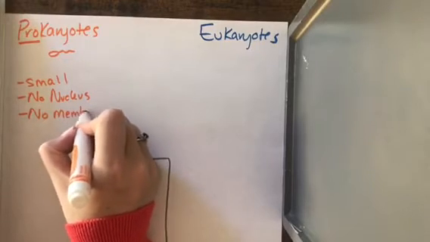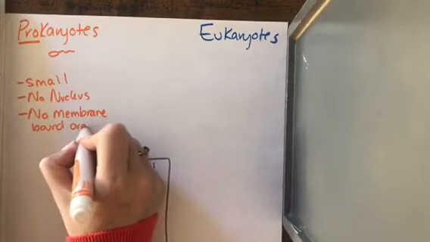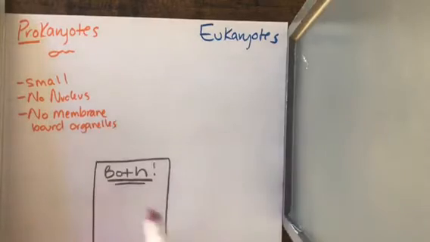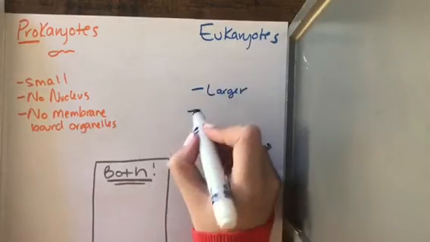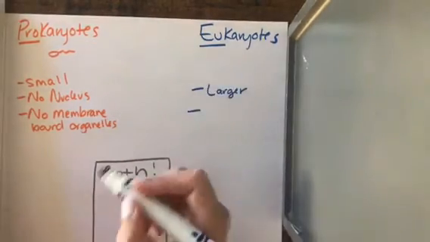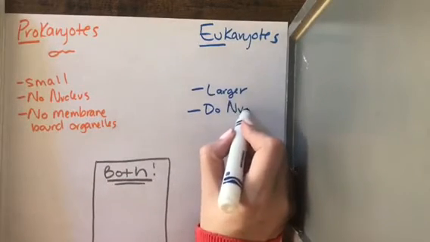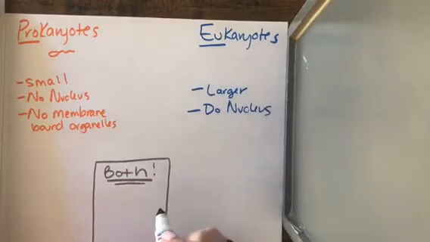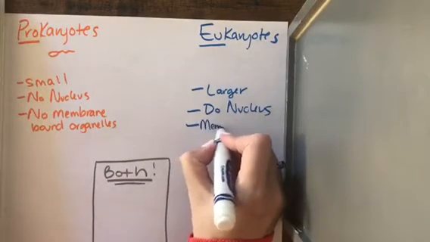No membrane-bound organelles. All right, now eukaryotes, these are much larger cells. So they're larger. I want you to remember that eukaryotes do have a nucleus. All right, they also do have membrane-bound organelles.